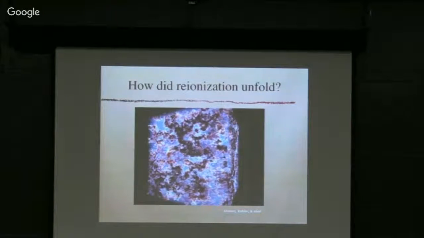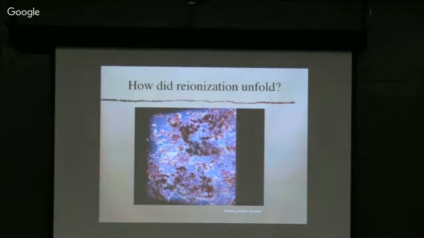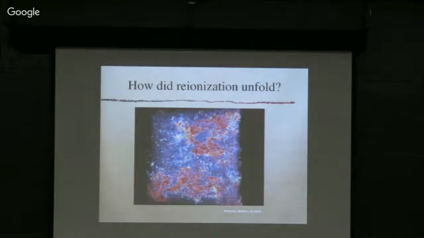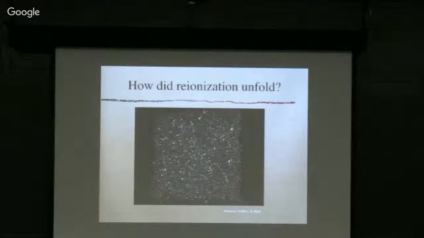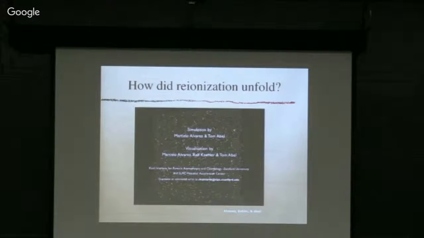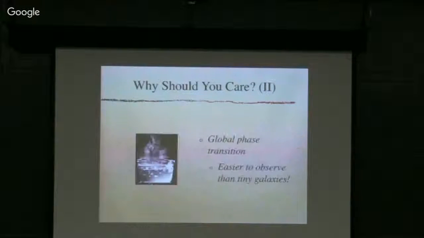This is important to astronomers for a number of reasons. The first is that it is a global phase transition. It is one of just three points in the history of the universe where all the baryons did the same thing at roughly the same time. There was nucleosynthesis, there was recombination when the CMB was last scattered, and then there's reionization. We know that after this, the universe remains highly ionized to the present day. So it's a fundamentally important part of our universe's history.